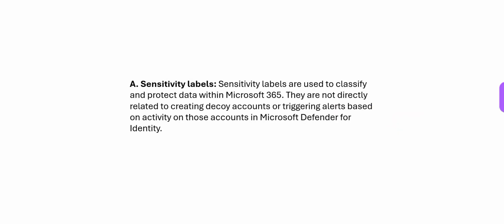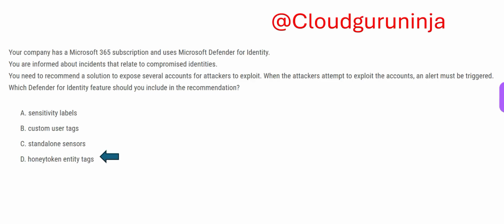Sensitivity labels. This is not for decoy accounts. This is to classify and protect your data. Suppose your document has a credit card number or social security number. We want to protect it. That time we will tag a sensitivity label, to say that guys, here we have some sensitive information. We should not compromise that information. So in our question here, we will use honey token entity tags. That is the answer.